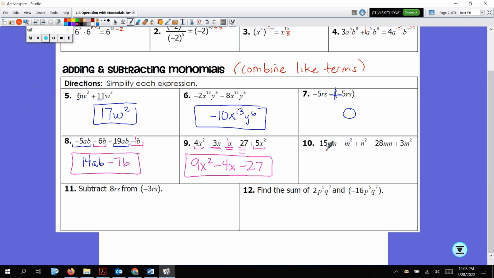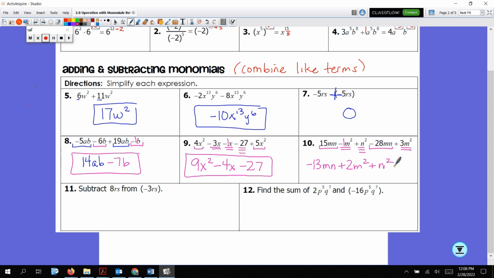We have mn. I have another term with mn. So 15 minus 28 gives me negative 13 mn. Then I have an m squared term and another m squared term here. There is a negative 1 here. Negative 1 plus 3 is positive 2m squared. And then I have this n squared. I don't have any other n squared, so you're just going to write it down.